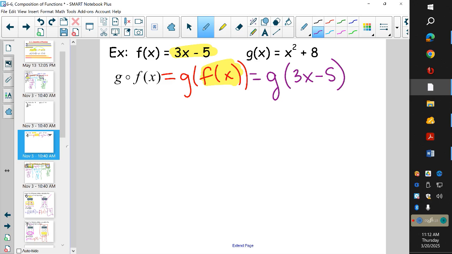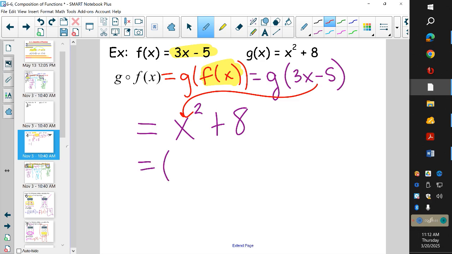So now this expression is touching the letter g. So what is g defined to be? X squared plus 8. Correct? And every place I see an x, what am I putting in place of it now? Yes, I'm putting in the 3x minus 5. So that means I'm going to have parenthesis, 3x minus 5, close parenthesis, squared, plus 8.